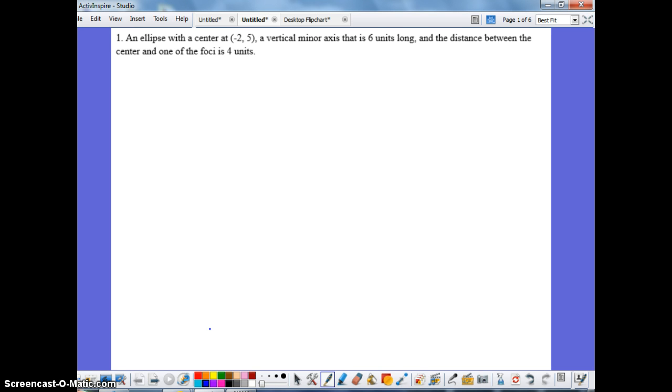So we have an ellipse with a center at negative 2, 5, a vertical minor axis that is 6 units long, and the distance between the center and one of the foci is 4 units. So we have to figure out what information they give us there.